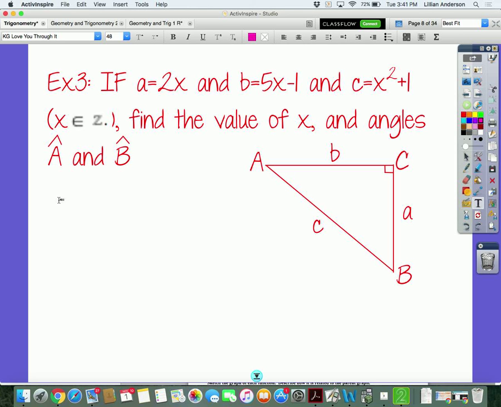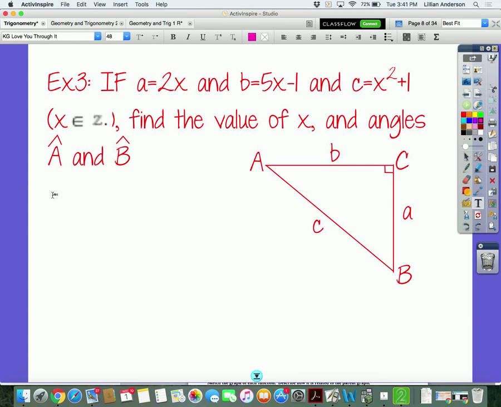So in this case, we have a equals 2x, b equals 5x minus 1, and c equals x squared plus 1. Of course, x is an integer. That is key. That's what the Z means. It means an integer, so that's a whole number, positive or negative. And we're trying to find the value of x and the angles a and b.